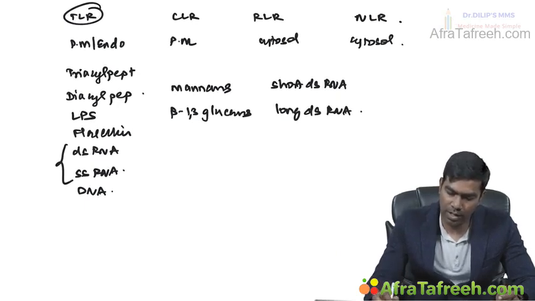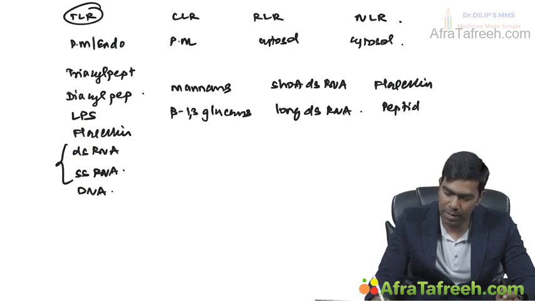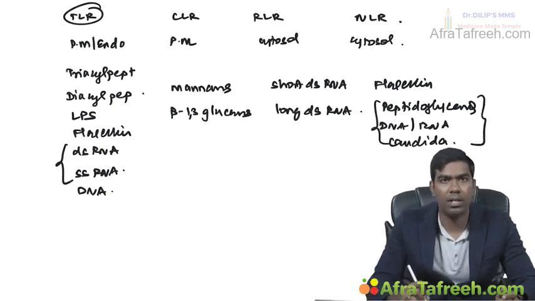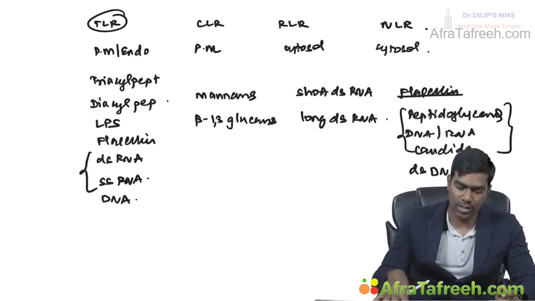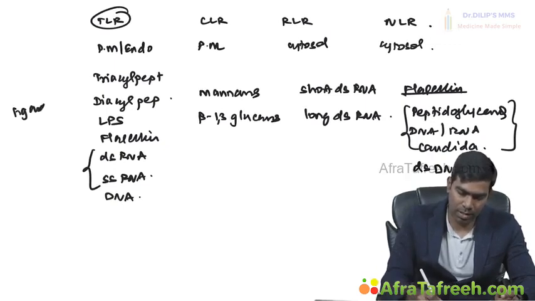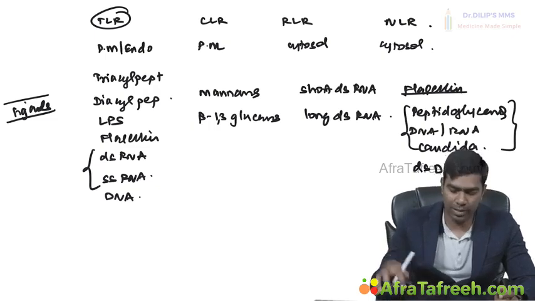And NLRs, as I told you, are going to recognize flagellin by NLRC4, and NLRC3 is going to recognize bacterial peptidoglycans. DNA, RNA, Candida: you know very well, these three things are recognized by NLRP3. This is by NLRC4, and AIM2 recognizes double-stranded DNA, the AIM2 inflammasome. So all these things are the ligands for these receptors. But only certain things are important, not all.